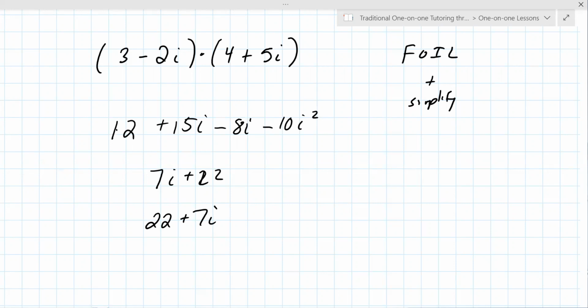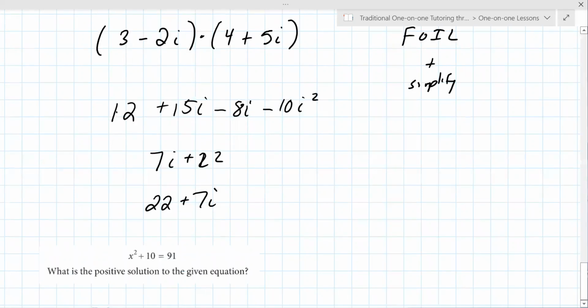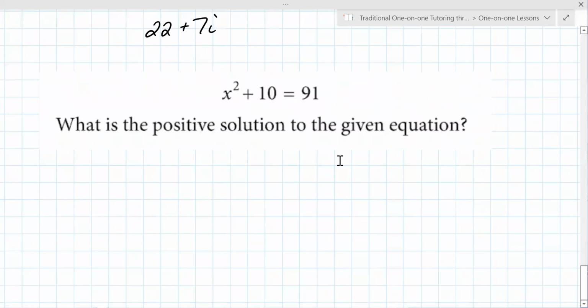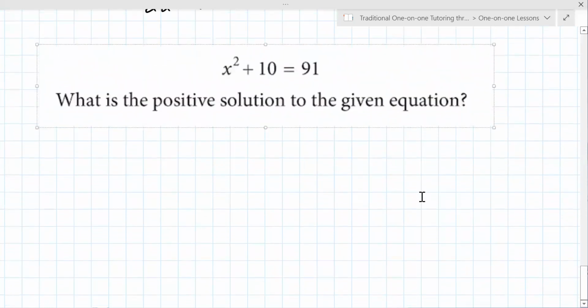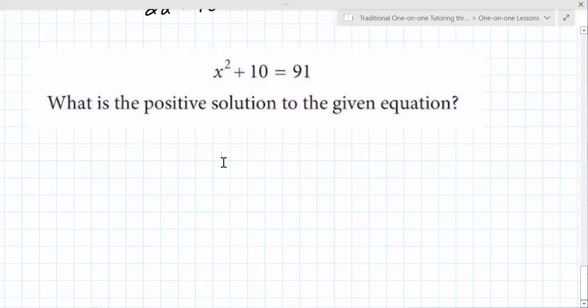I grabbed a topic. It's got some more quadratic equations in it, but they're presented slightly differently. So we'll just transition to this for now. When you see a question like this, it says, what is the positive solution to the given equation? Could you just tell me what you interpret that to mean, or if anything about that is unclear?